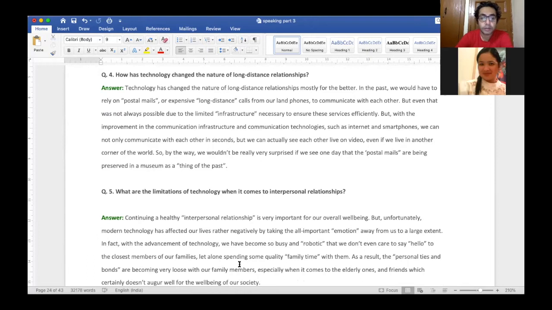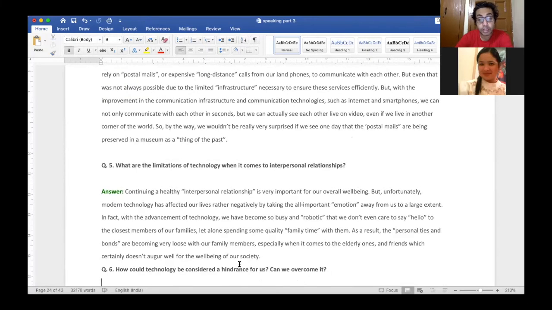What are the limitations and disadvantages of new techniques when it comes to interpersonal relationships?